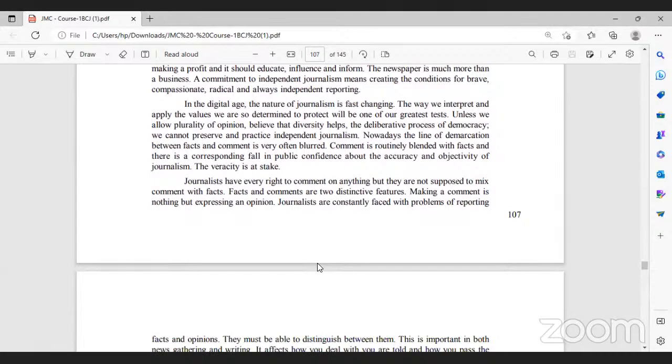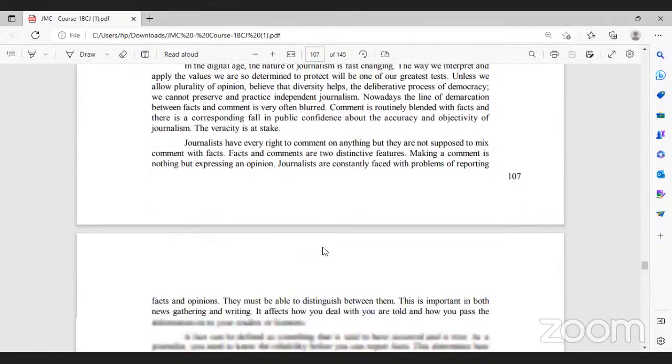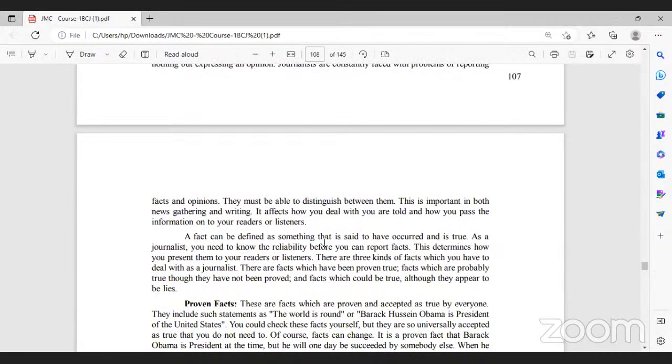Journalists are constantly faced with problems of reporting facts and opinion. They must be able to distinguish between them. It is important in both news gathering and writing. It affects how you deal with what you are told and how you pass the information.